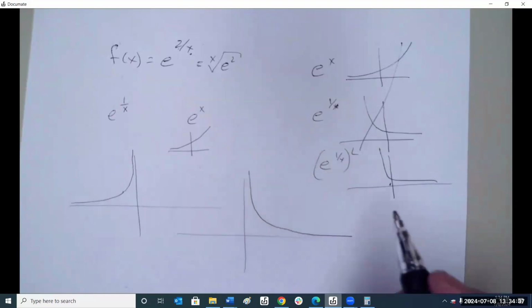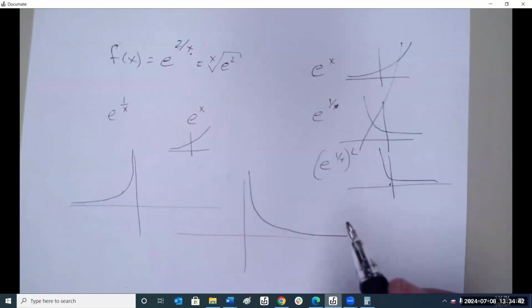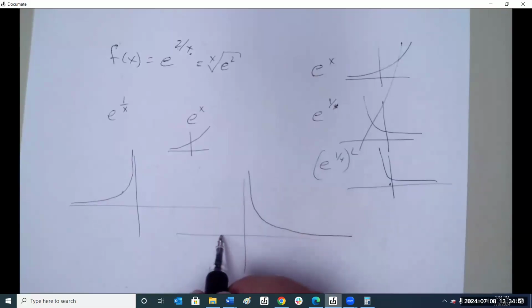We have a vertical asymptote at 0 and a horizontal asymptote at 0. So that makes it -2. E to the -1, 1 over e. So 2. Next is -1. E to -2.